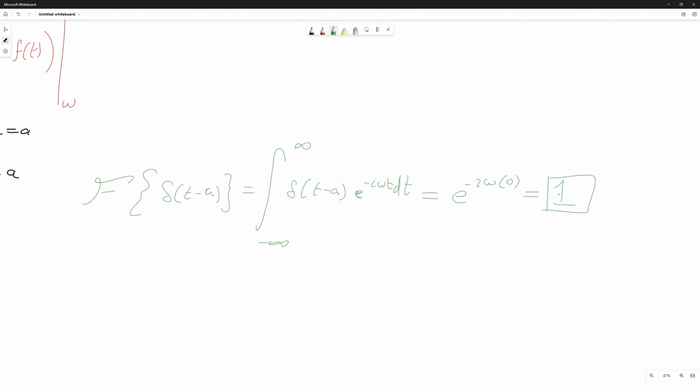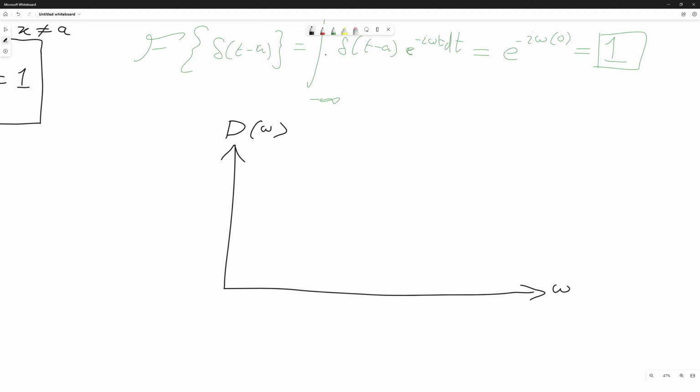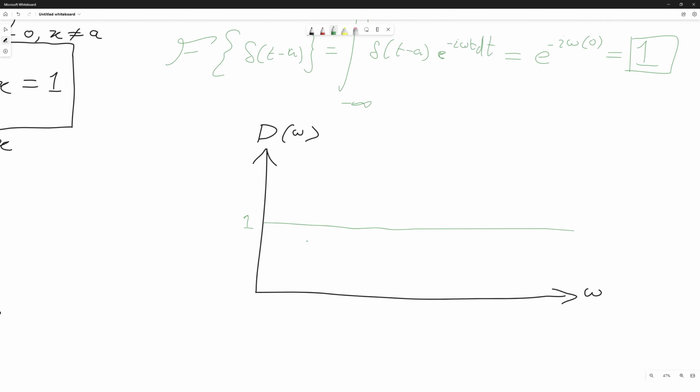And we end up with 1. We have a function equal to 1 in the frequency domain. This means that if we plot it, I'm going to use a capital D, right, of omega. This is the Dirac Delta function in the frequency domain. It contains all frequencies with uniform weight. Now, this is very strange, but it also makes sense. You would need to have infinite energy in order to produce a pulse like this, right? And you'd also need all of the frequencies.